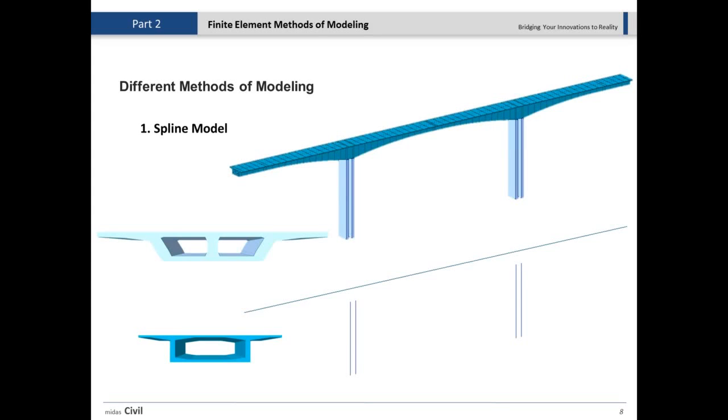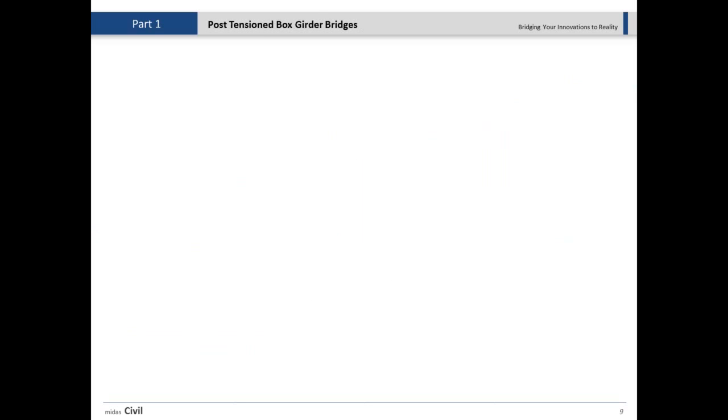The code asks us to do the spline model. So technically, you can do a frame modeling. You could have your pier, and then the deck would be modeled with only one beam element. And then we assign the material property and sectional property of that box into that single beam element. So I'll open Midas Civil and show you how exactly that's going to work.